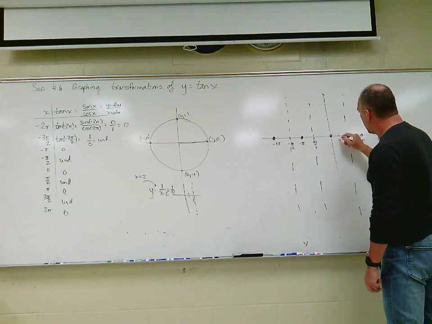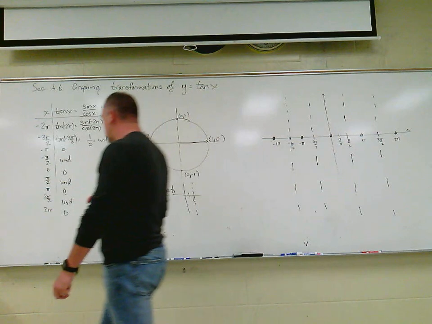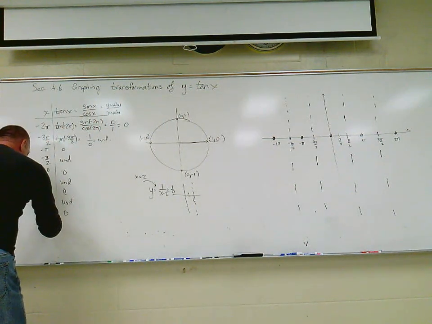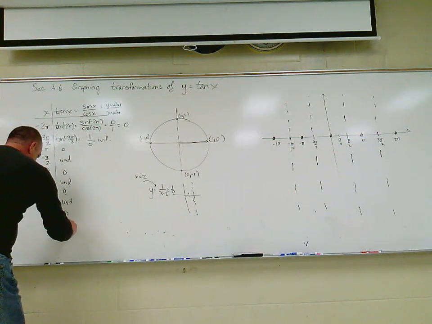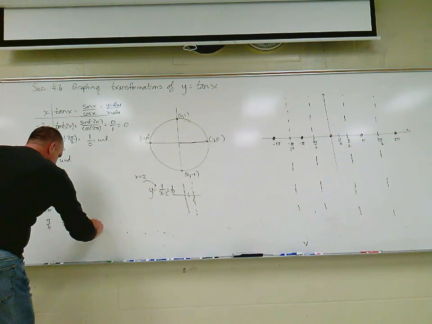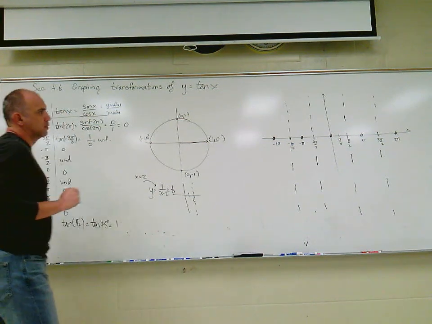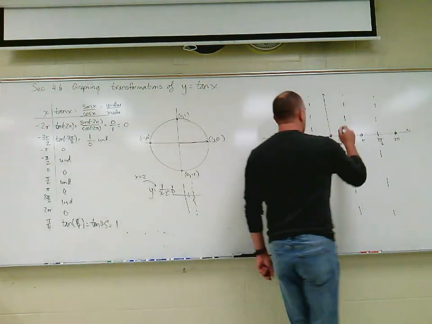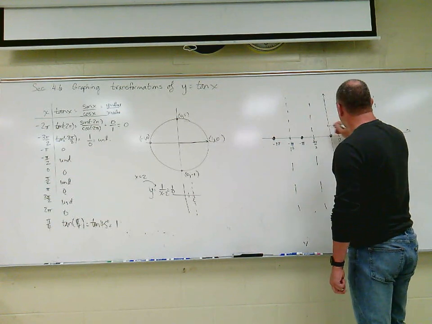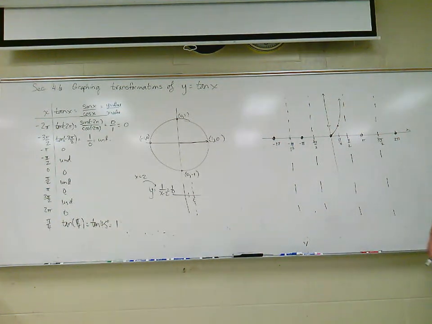So if I plug in pi over 4 to see what happens, if I'm going to do tangent of pi over 4, that's the same as doing tangent of 45 degrees, and we get the answer 1. So I know that it has a point up here at 1. So thus it's going to go like this, okay?